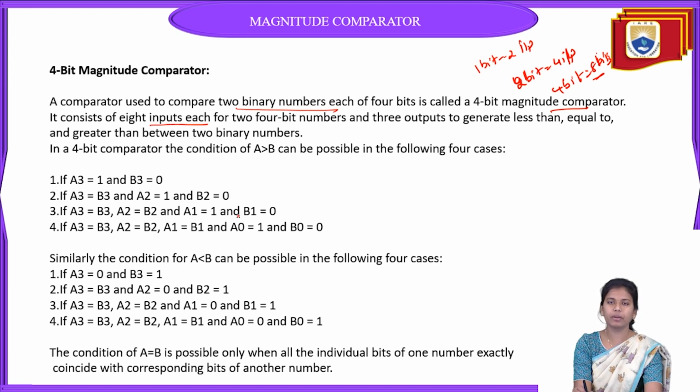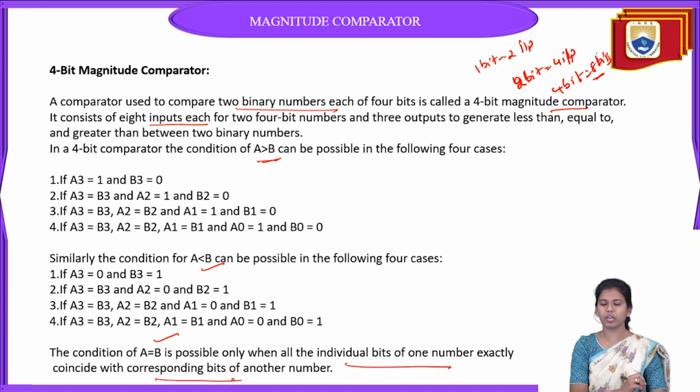For this 4-bit comparator, the condition for A greater than B has 4 possible conditions. And for A less than B, these are the conditions that we can obtain. For the A equals to B condition, the only possibility is that all the individual bits of one number exactly coincide with the corresponding bits of the other.